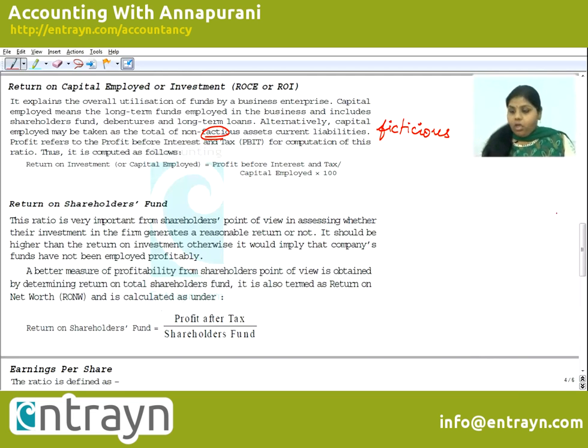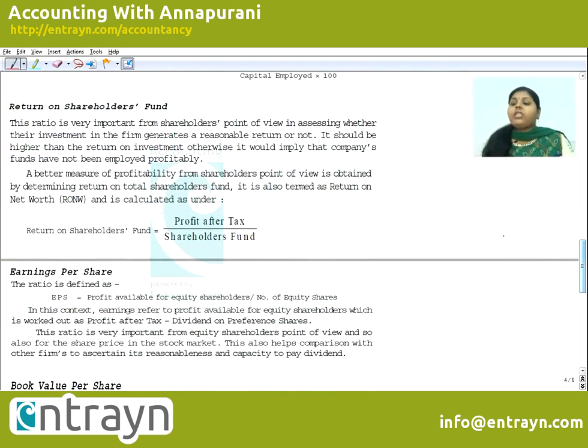Okay. The next one is return on shareholders' fund. Now when we say returns, it means profit earned out of shareholders' fund. So it will be profit after tax divided by shareholders' fund. The ratio's name itself tells you what the formula will be. Returns on shareholders' fund. Returns is what? Profit. So it is profit earned divided by shareholders' fund.